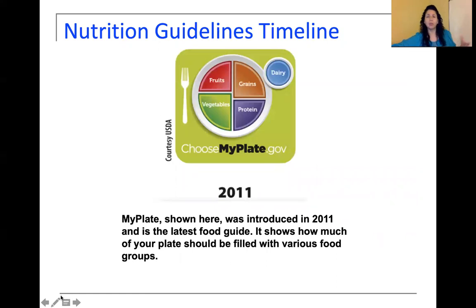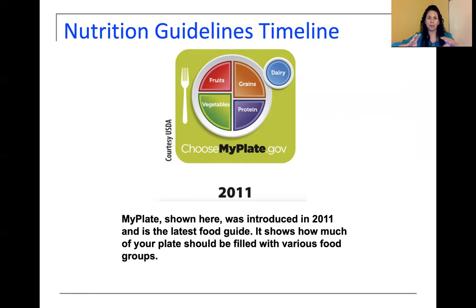ChooseMyPlate.gov is an online program that you can go to right now, and this was established back in 2011, but basically what the government thought is, let's provide a visual for people to look at, because many of us are visual learners, myself included. I'm a visual learner. I like to see things. That is why I like to do videos for students, because I connect visually, right?